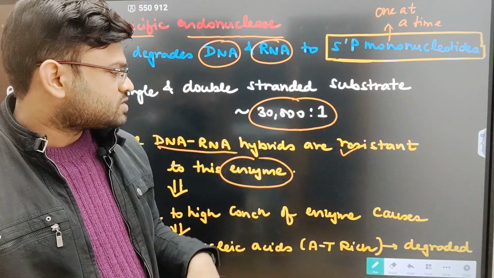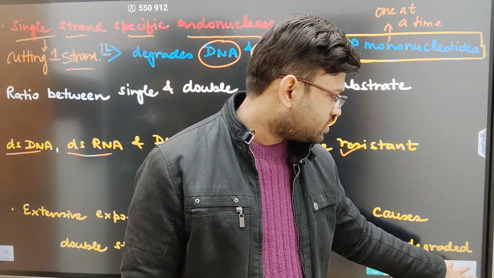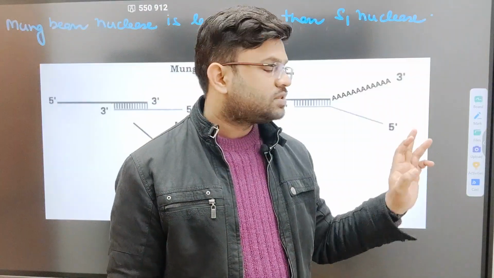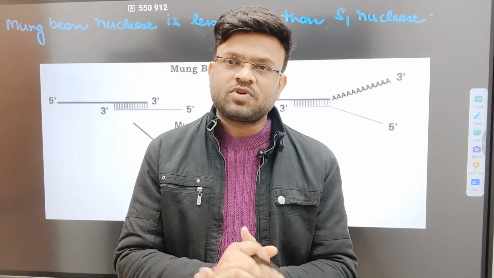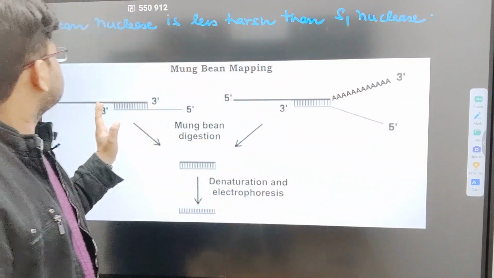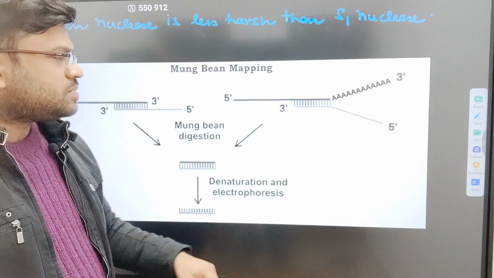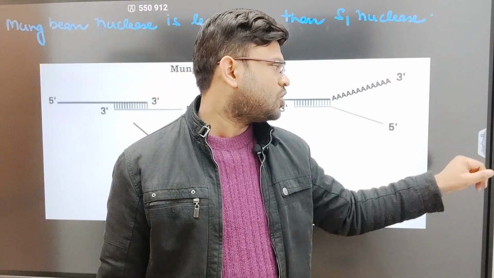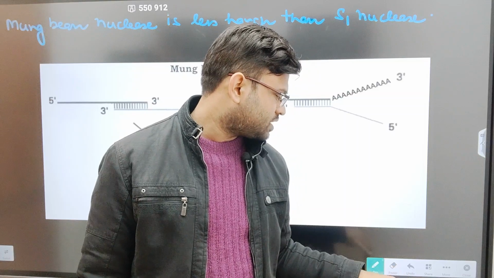Okay, so this is the concept. I believe you would have understood about this. So this is about the basic mechanism of action of Mung bean endonuclease. Let me now move to the next point. This is a diagrammatic representation in which I want to show you how Mung bean endonuclease would be functioning.